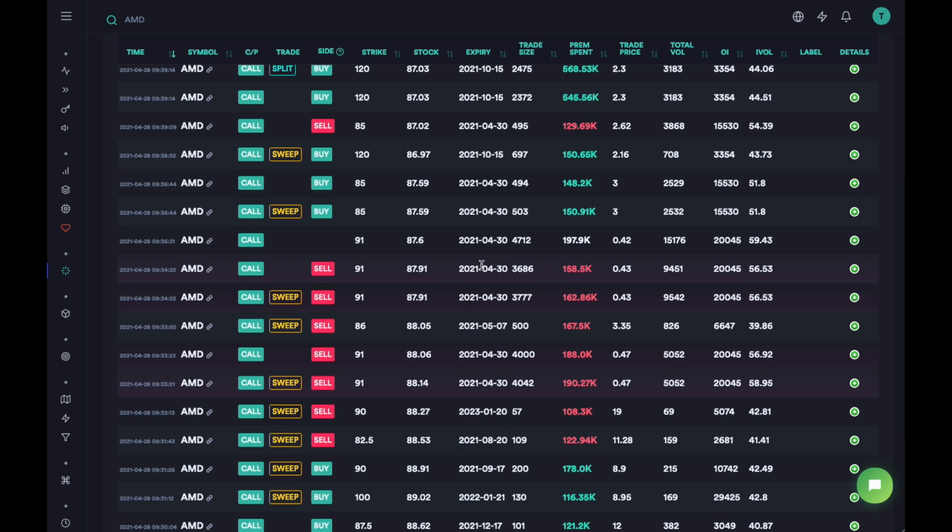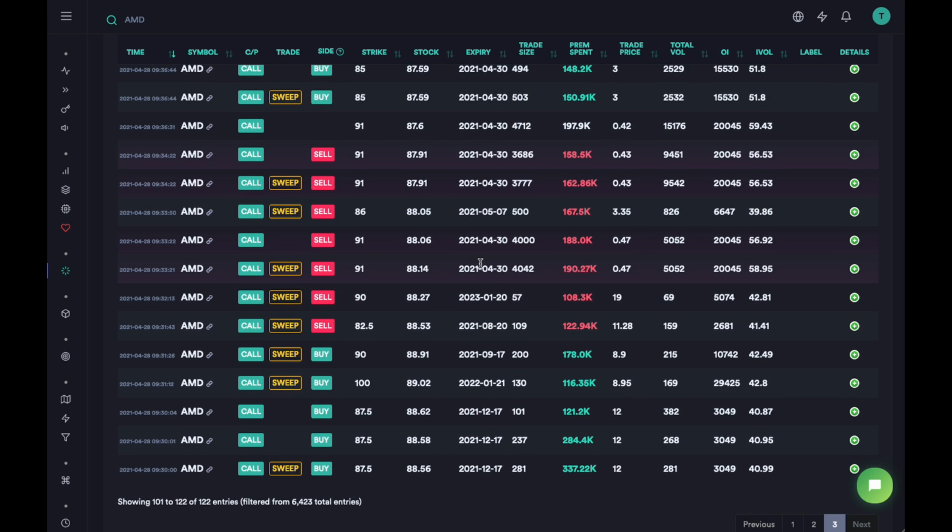And now you can see that all of these contracts are expiring in 2 days. So if the stock price goes above 86 or 91 within, let's say, the next 5 to 10 days, these people are not going to be happy. And these are the only people, at least here, that are selling contracts. The other ones are all long term.